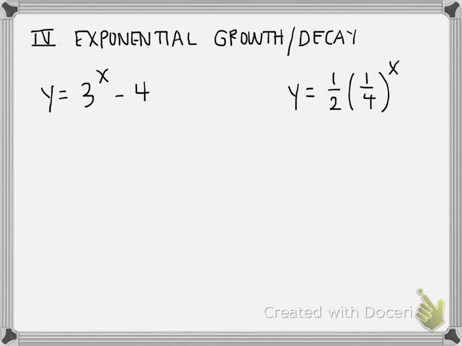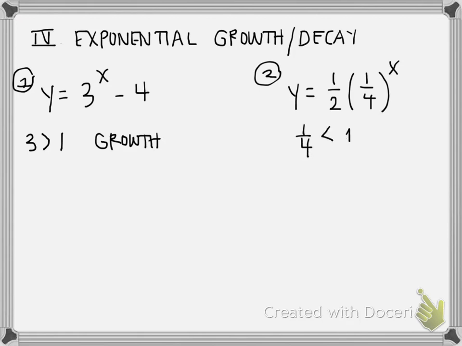Okay, so now let's do some exponential growth and decay. So exponential growth and decay, remember, we would graph this by plugging in values for your x. Okay, so remember here, I'm going to number these. This is going to be my 1 and this is going to be my 2. So y equals 3 to the x minus 4. So that 3 is greater than 1. So this is going to be a growth. My 2, my base is a 1/4, and 1/4 is less than 1. So this one is going to be a decay.